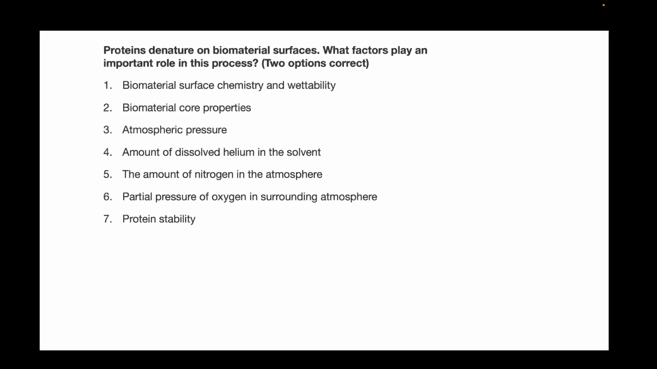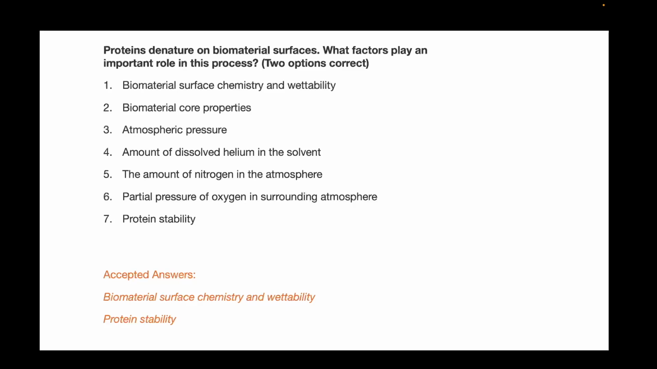Okay, the correct answer here would be 1 and 7, biomaterial surface chemistry and wettability, and the seventh option, that is protein stability. So the proteins denature on surfaces due to the interactions which are strongly influenced by the surface chemistry and wettability. Based on whether the surface is hydrophobic or hydrophilic, it will change the adherence of the protein. If it is more hydrophobic, it will attract or promote more protein unfolding.